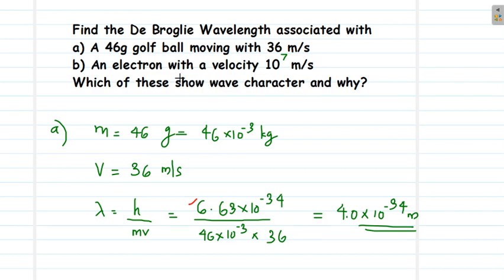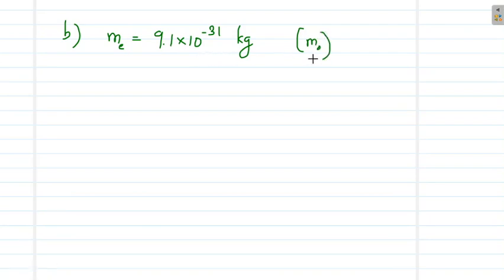And let us calculate the wavelength of an electron moving with 10 raised to 7 meter per second velocity. So mass of an electron is usually 9.1 into 10 raised to minus 31 kilogram. This is the rest mass of an electron. If it is moving with velocity of c, its mass will vary. But let us take this rest mass as the mass of the electron. Since velocity is lesser than the velocity of light, we can assume that the mass is the rest mass itself. Then the velocity is 10 raised to 7 meter per second.